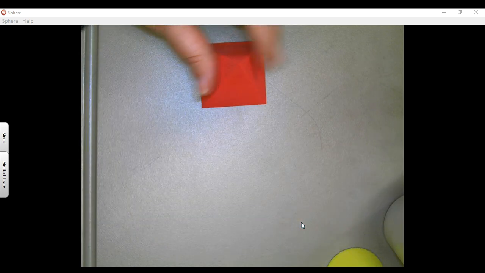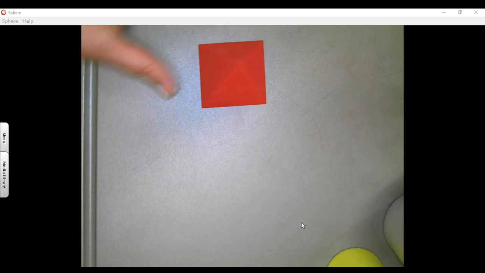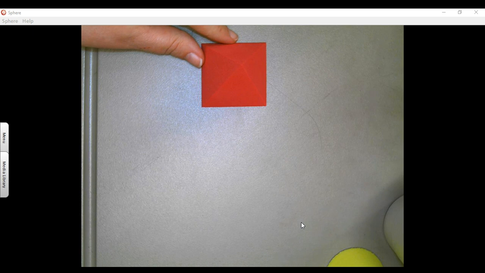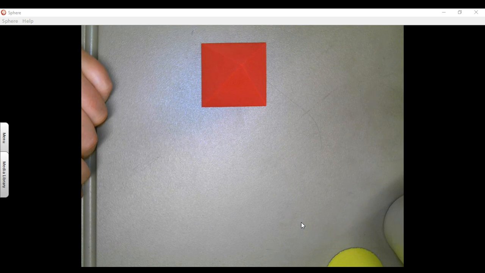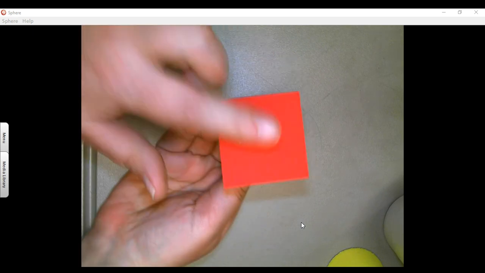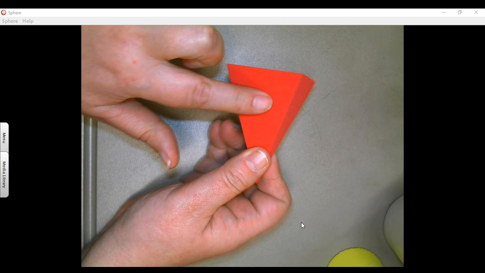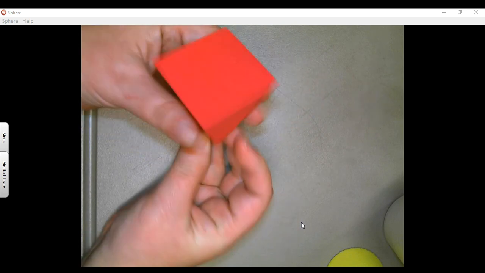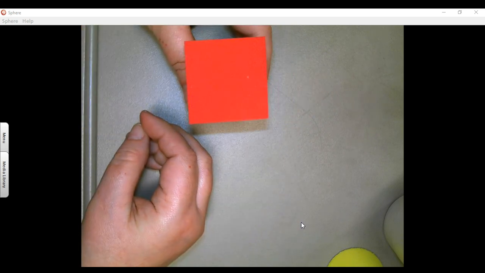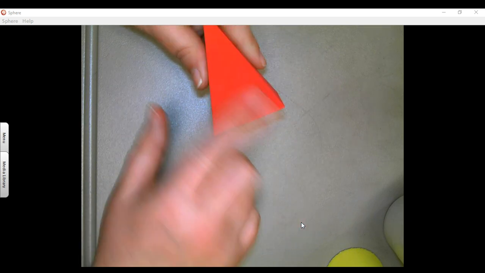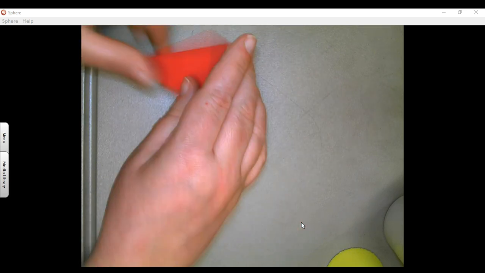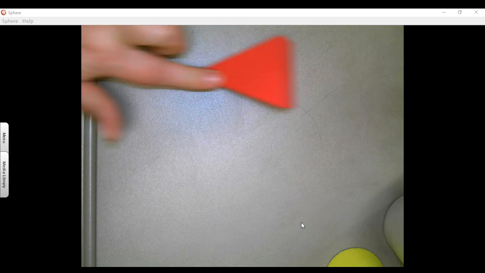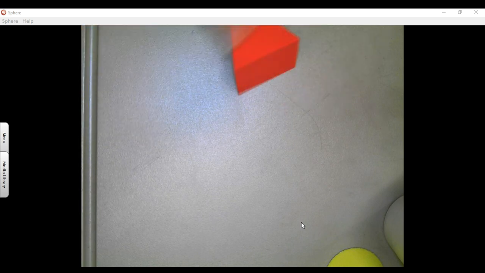Let's look at our pyramid. How many faces does our pyramid have? 1, 2, 3, 4, 5. A square pyramid has 5 faces. You count the flat bottom and all of these sides. The shape will slide along each of those flat sides.